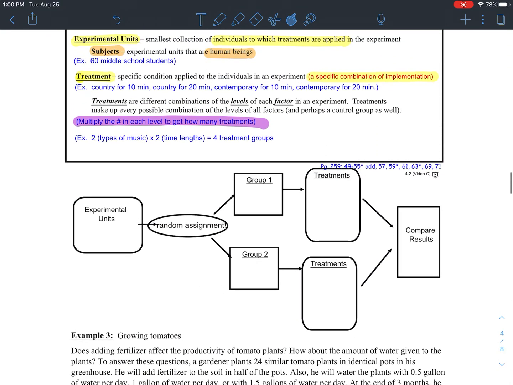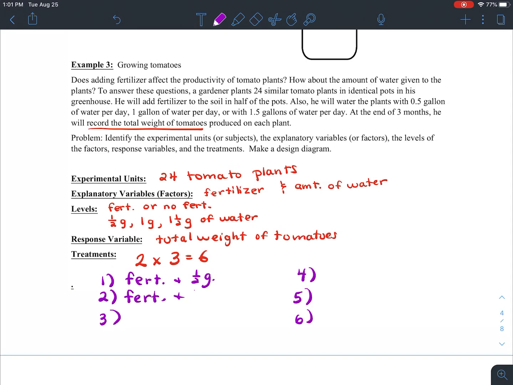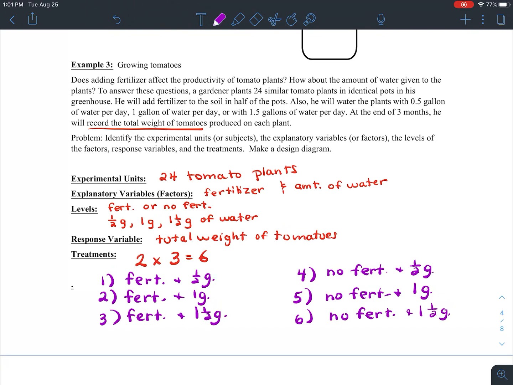And then we want to say what the treatments are. So we can say how many, but then we need to list what all of those combinations are. And if you remember, we set up here that if you multiply the number in each level, that will tell you how many treatments you would expect to have, how many different combinations. Well, there are 2 to this level, there are 3 to that level. So if we take 2 times 3, we should end up with 6 treatment groups here. And so we want to identify specifically what these combinations are. It could be fertilizer with ½ gallon of water, fertilizer and 1 gallon of water, or fertilizer and 1½ gallons of water. And then the other combination is no fertilizer with each of those water amounts. And this comprises our 6 treatment groups.